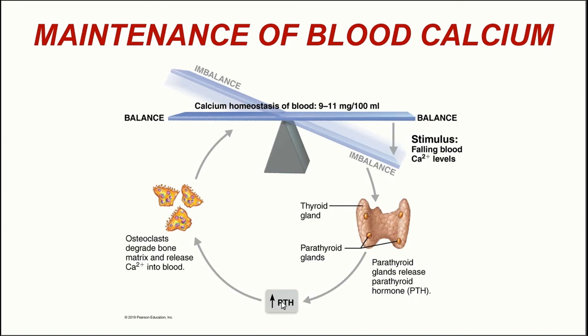What parathyroid hormone does is, as parathyroid hormone concentration increases in the blood, it stimulates osteoclasts, and osteoclasts break down bone. They end up dissolving the calcium minerals that are in bones and releasing those calcium minerals into the blood. And so the more parathyroid hormone we have being released, the more osteoclast activity we have, and the more calcium being released into the blood, which will correct that imbalance and bring our blood calcium levels back to 9 to 11 milligrams per 100 milliliters of blood.